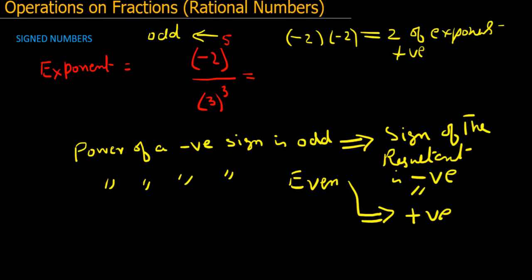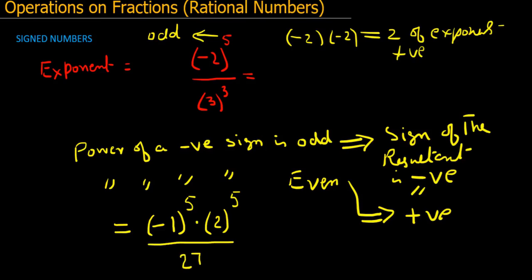So we can write this question in this way. Minus means minus 1 raised to the power 5 multiplied by 2 raised to the power 5. We took minus 1 common from the numerator. Actually, we have just separated the sign from the number. So we have taken minus 1 separate and the number separate. And in the denominator, we don't have to do anything. 3 raised to the power 3 is 27.